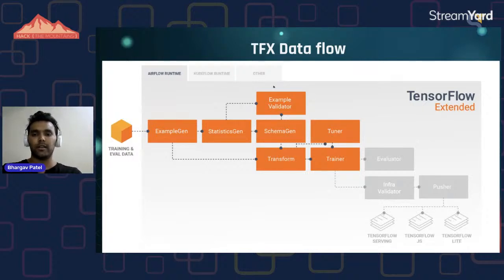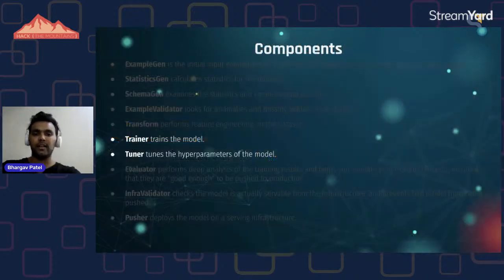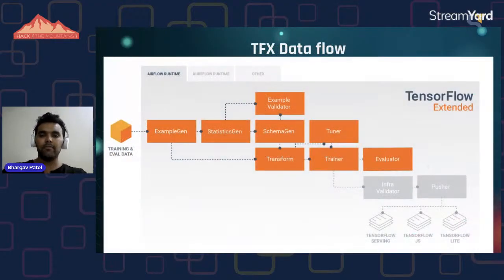That is where the tuner comes in. Tuner takes the range of values from you, and it tests all the possible values and gives you the best possible model in terms of the performance metrics that you design or decide, and gives you the best model to use for your further evaluation, right? So it's a component to do hyperparameter tuning of your model. And once you have selected your best model from the tuner, it goes to the evaluator.